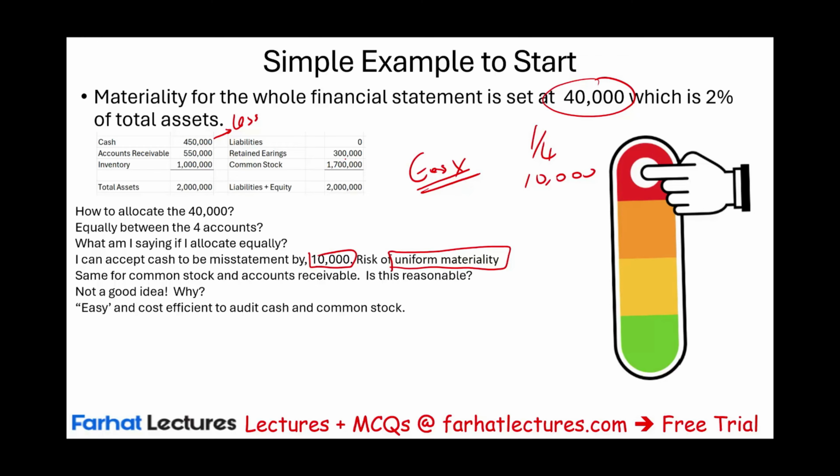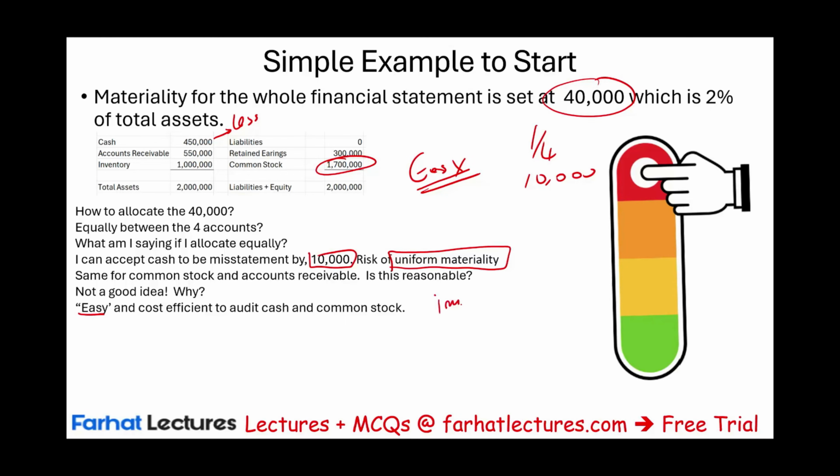Same thing with common stock. We have 1.7 million in common stock. Let's assume those shares were issued this year. It's easy to determine whether that 1.7 million is a true number. How? I can look at the board of directors meetings. When do we issue stocks? The board of directors decides, or there's a major announcement at the company. I can easily and cost efficiently audit common stock.